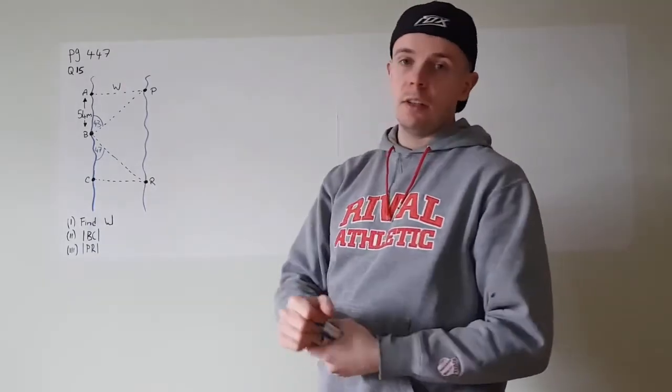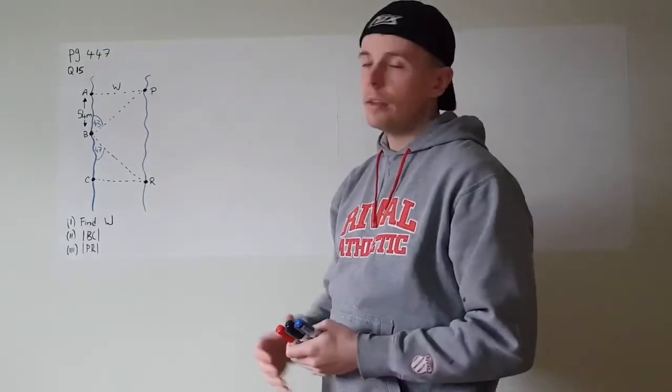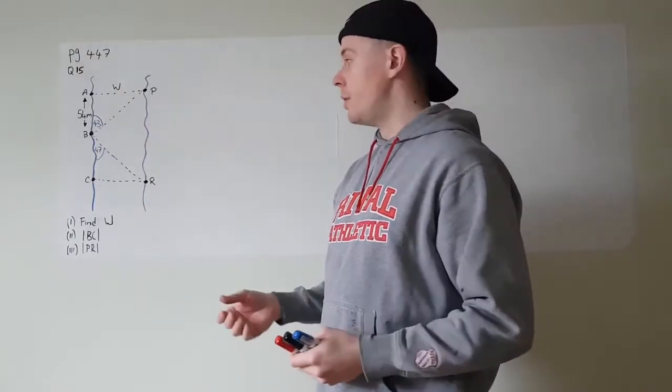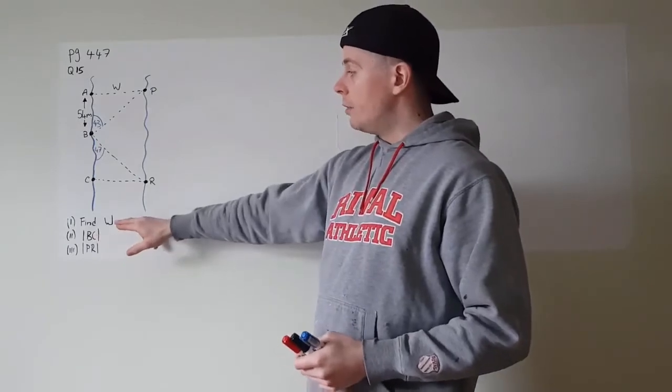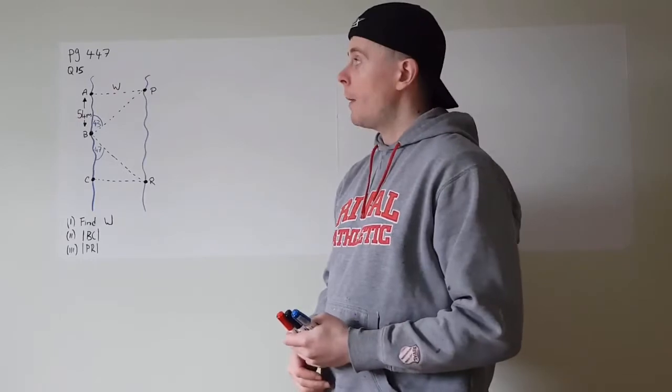Alright, this is always a nice question. I do like this one in that you have a bit of thinking to do. There's a couple of different triangles going on, you kind of figure out what you want to do, what you want to achieve from it. Right, our first task though is going to be find W. So basically find that length W, alright?